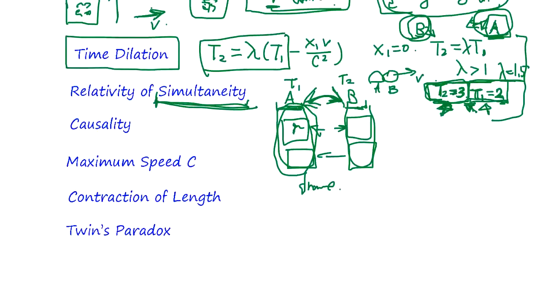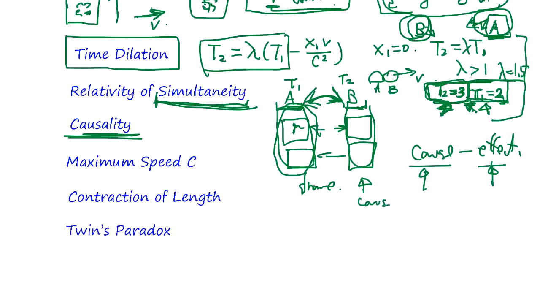Same with causality. Causality is cause and effect, right? So the cause always happens earlier than the effect. But what happens if the cause is in B and the result comes to A, and then the cause shows up on the monitor later? Is that a violation of causality?